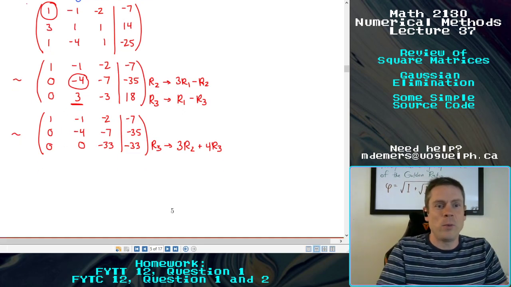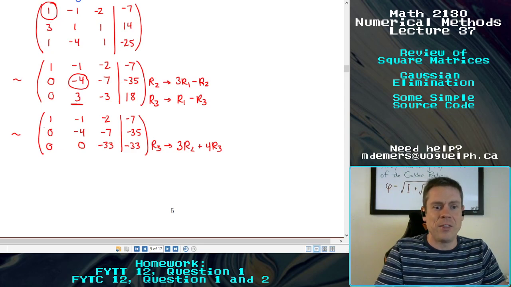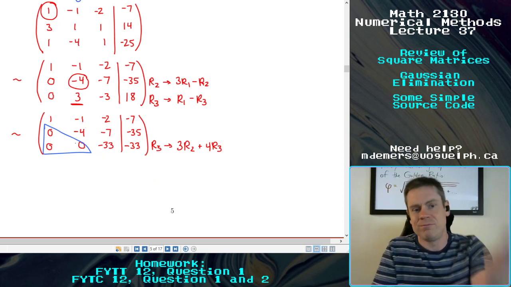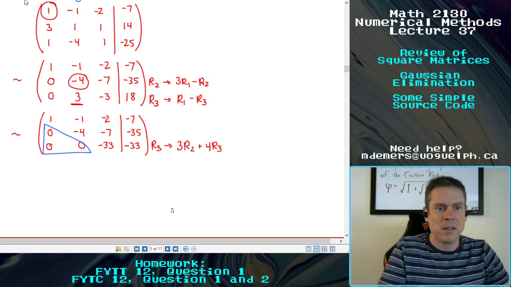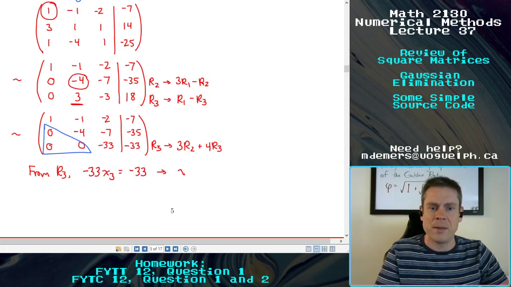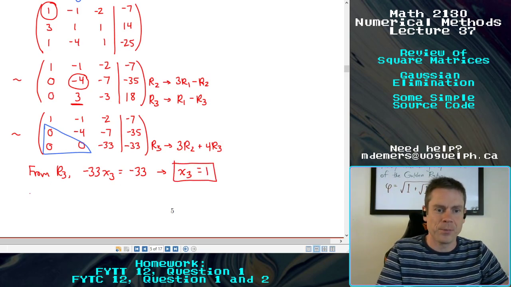The thing is, we have that triangle of zeros. This is our row echelon form. If you wanted to, you could do some additional operations to turn these into ones, but it doesn't really matter. Let's work on back substituting. From row 3, negative 33x3 equals minus 33. Of course, that means that x3 is equal to 1, and we're 1/3 finished.